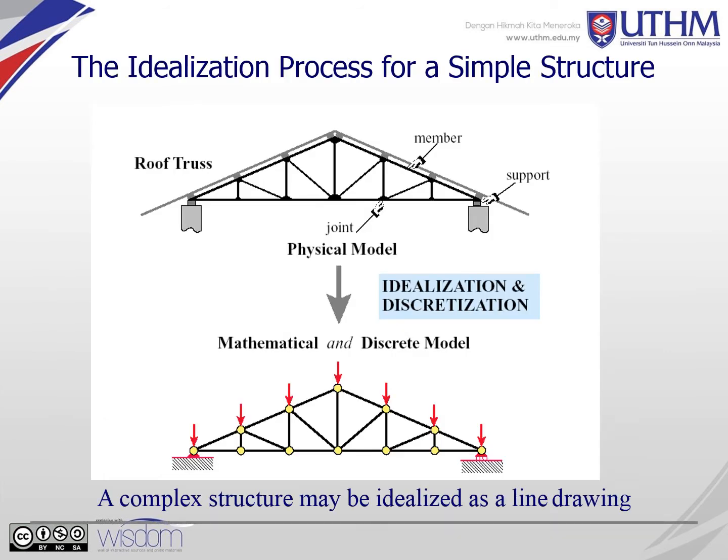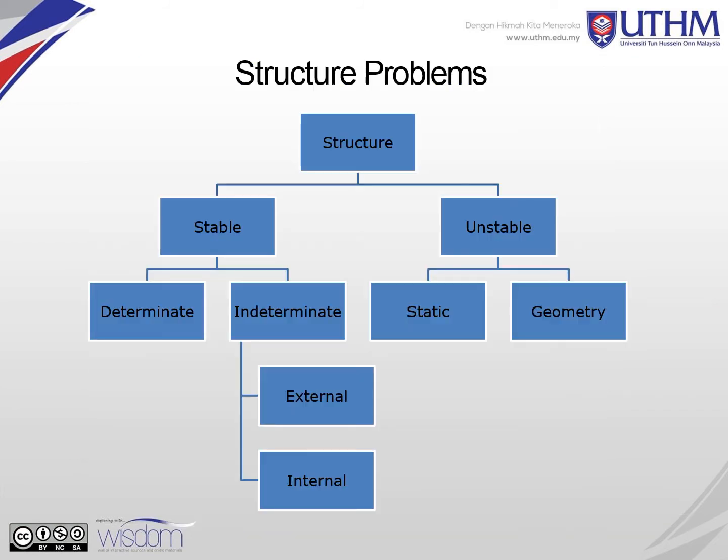So the idealization process for a simple structure, where you can see this is a plane truss. You have the roof trusses, you have the members, the joints and so on. So how do we idealize this and discretize it? We will draw the structure as a simply supported structure, and each member we draw out. So a complex structure may be idealized as a line drawing. We draw it into lines, together with the dimensions and so on.